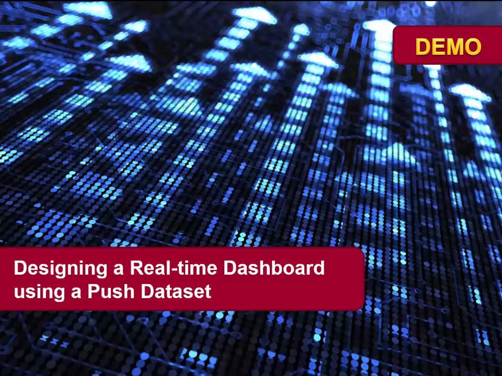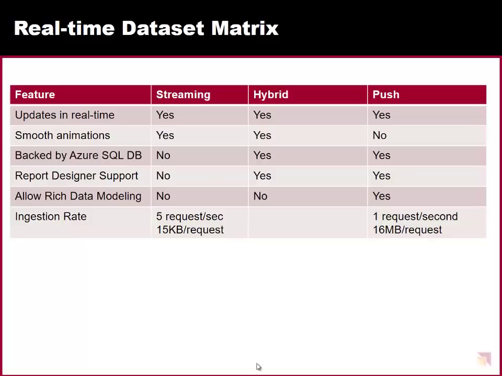So now you've seen a demo of all 3 types of real-time data sets: streaming, push, and hybrid. Now that you've done that, it's going to be a lot easier for you to understand the real-time dataset matrix. On the first row, which ones update in real time? And the answer is all of them.